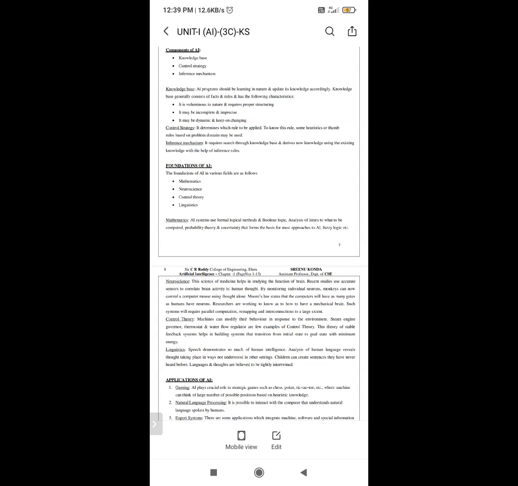Right, so that is regarding neuroscience. So we can use the mechanical brain in patients who are brain dead. Such systems will have parallel computation. Okay, they can do parallel computation.